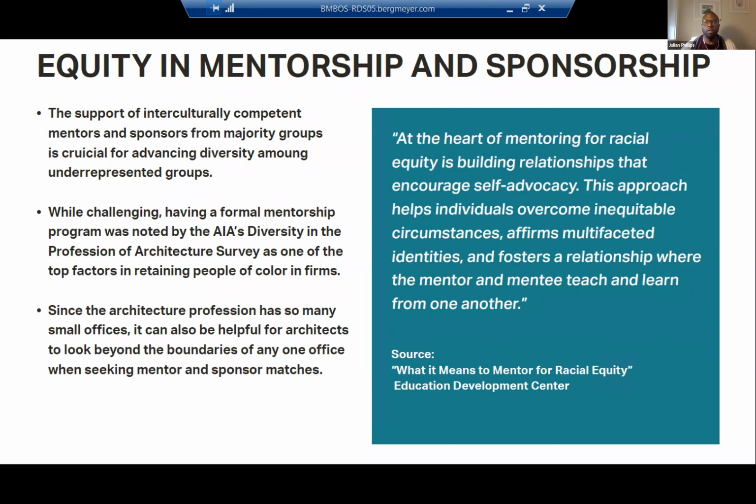And one of my favorite things to talk about in these spaces is the equity in it all. I think it's really important in the world that we live in today, and also the profession that we've all gotten ourselves into, to recognize that the support of interculturally competent mentors and sponsors from majority groups is crucial for advancing diversity among underrepresented groups. While it's challenging to have a formal mentorship program, it was noted by the AIA's Diversity in the Profession of Architecture Survey as one of the top factors in retaining people of color in firms.